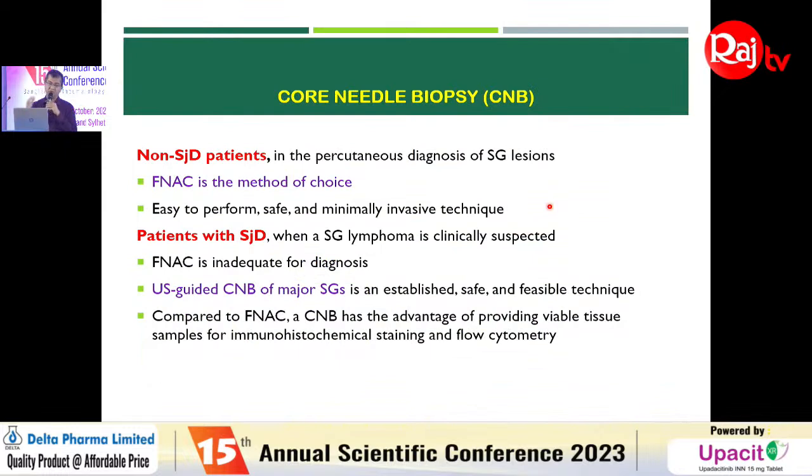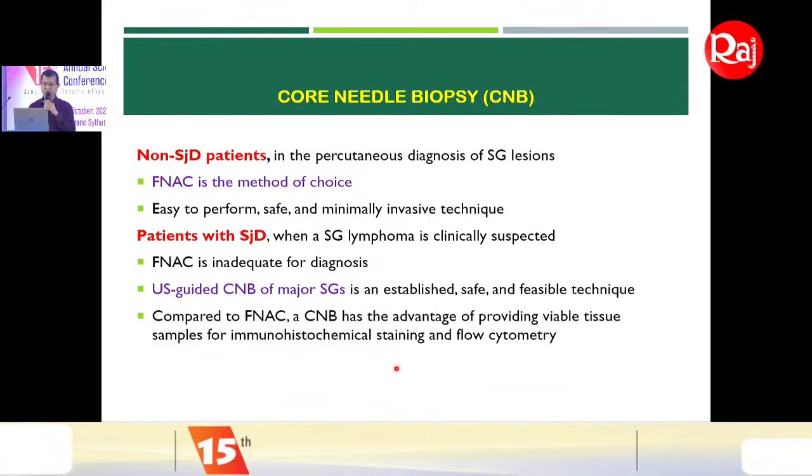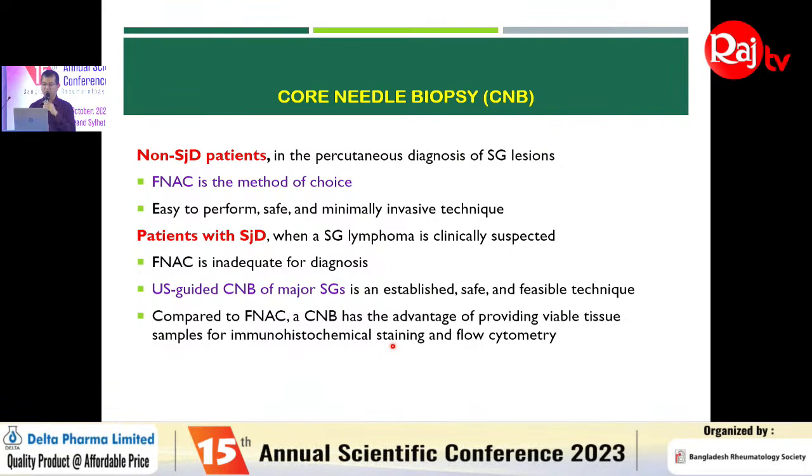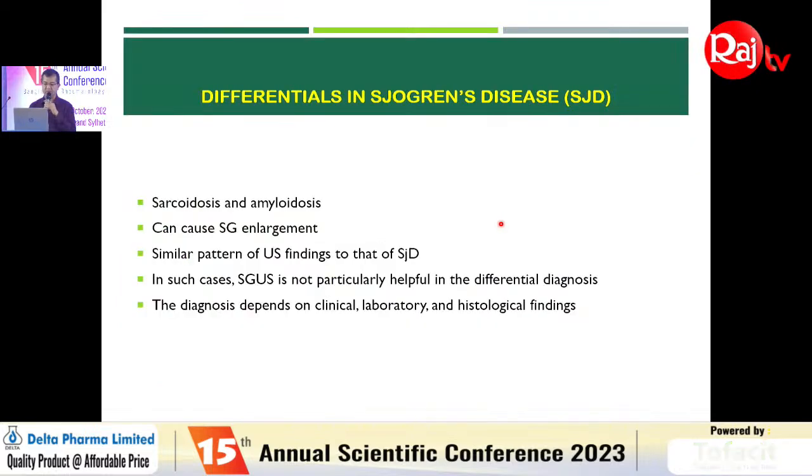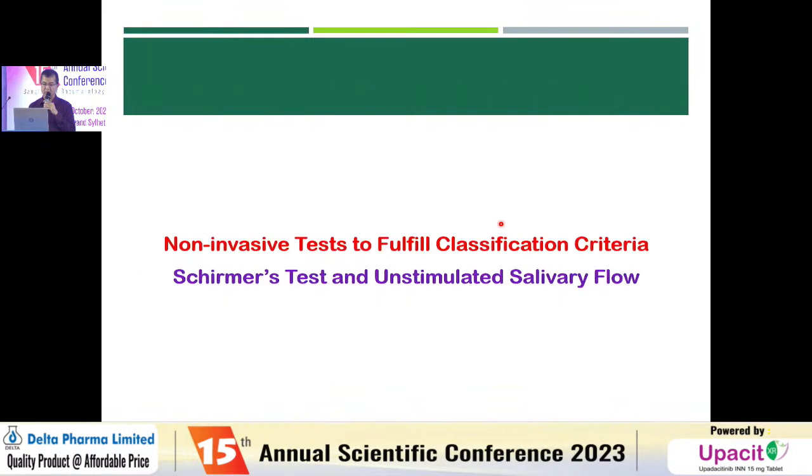Another important procedure we can perform is the core needle biopsy. If we suspect lymphoma, we can perform the core needle biopsy to take the sample for immunohistochemistry and histopathological confirmation. So ultrasonography also helps us to identify lymphoma or suspicious lesions in this way, or to confirm the diagnosis of sarcoidosis and IgG4-related disease, conditions like sarcoidosis or amyloidosis.